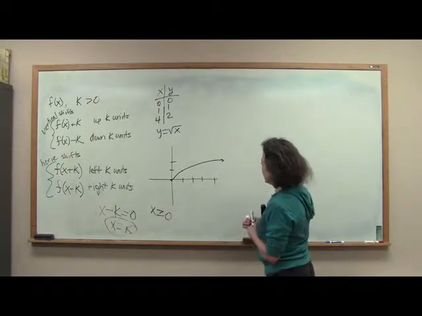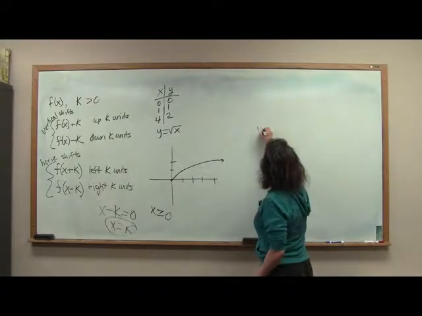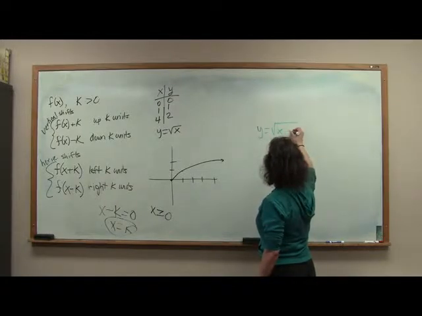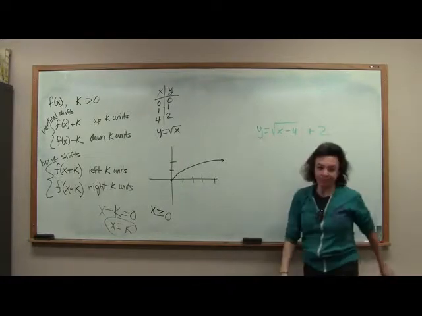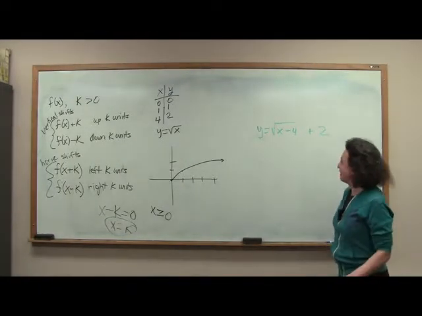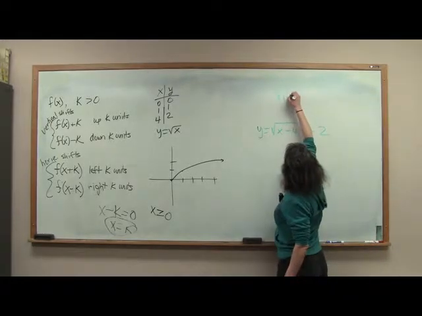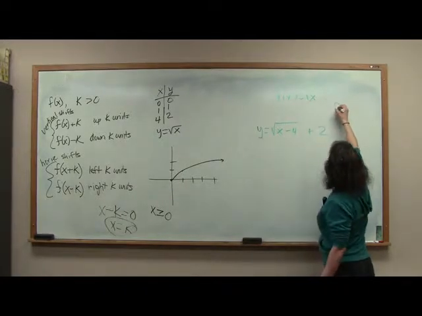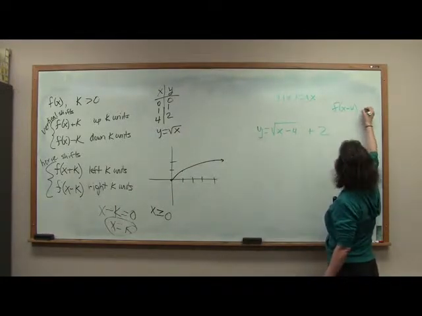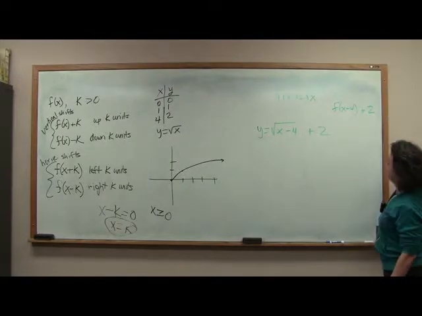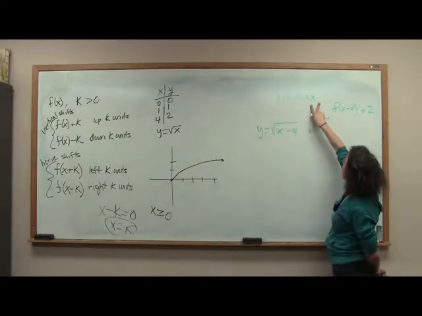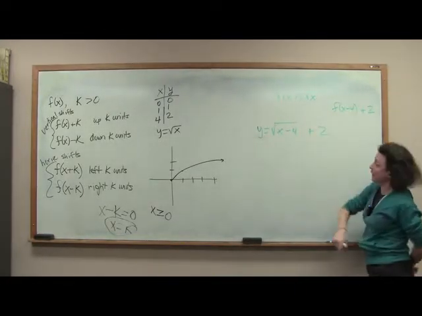What if I wanted us to graph y equals the square root of x minus 4, plus 2? Okay? If f of x is the square root of x, what we're looking at, I claim, is f of x minus 4, plus 2. Right? Everywhere where you see an x in your function f, you plug in x minus 4, and then we have the plus 2.